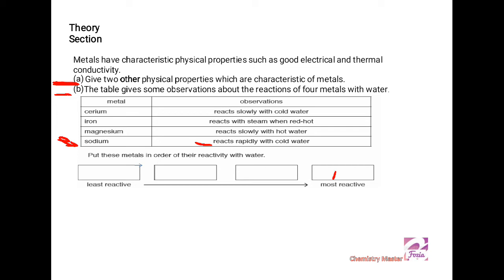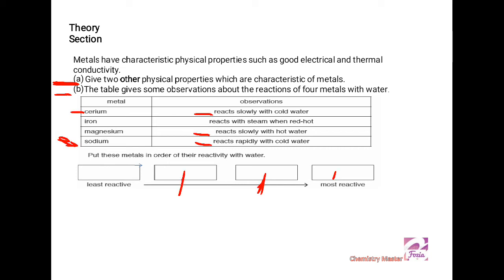Now we are left with 3 more options. We have to see magnesium. Magnesium reacts slowly with hot water. Okay. The third option is cerium. Cerium is a metal of the F block series. So we see cerium reacts slowly with cold water. So we have 2 options: cerium reacts slowly with cold water and magnesium reacts with hot water slowly. So this is the place for magnesium because it reacts with hot water but slowly.